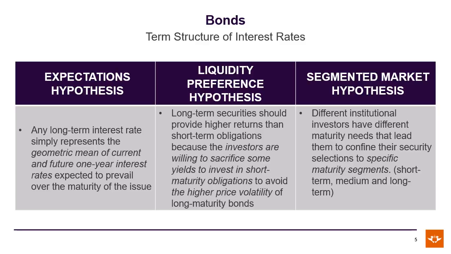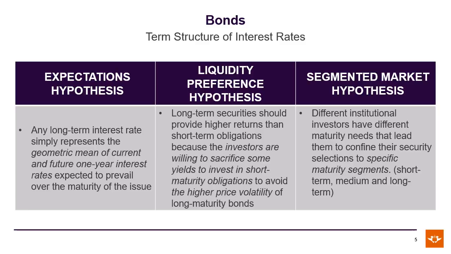There's the liquidity preference hypothesis. In other words, long-term securities should provide higher returns than shorter-term obligations because long-term obligations are less liquid than short-term obligations, so they should carry a premium. Then there's the segmented market hypothesis, and that really means that if you look at the bond market, then depending on the investor's preference, they may choose a particular segment of the market. So that may explain the humped yield curve. There may be particular institutional investors who might prefer the medium-term bond market, and that may make the yields on that market higher. Okay.